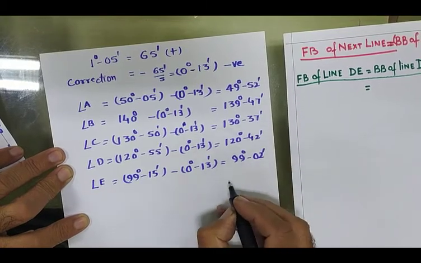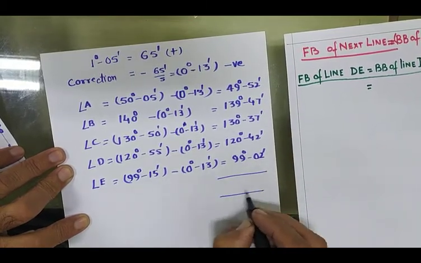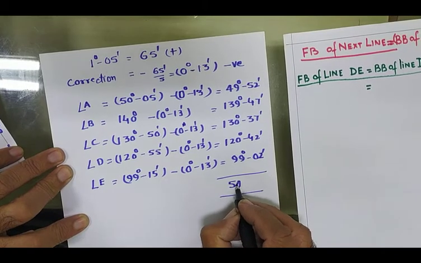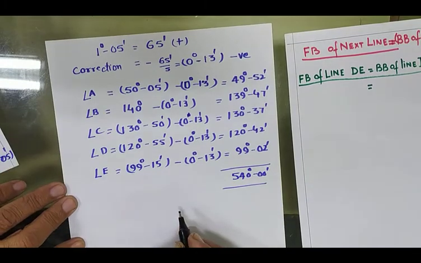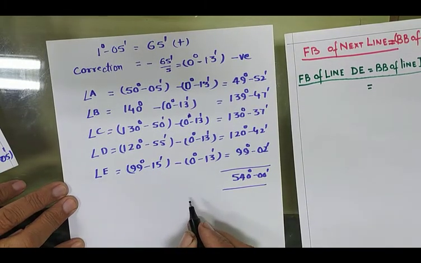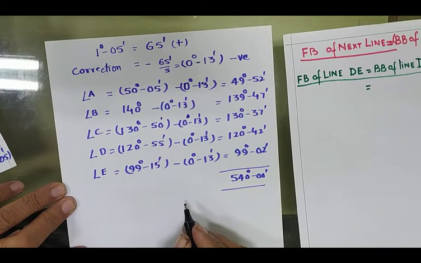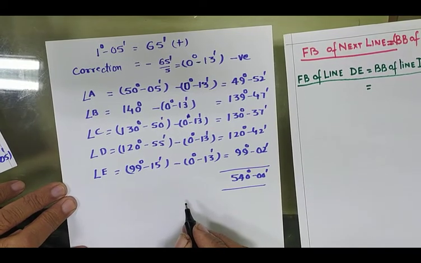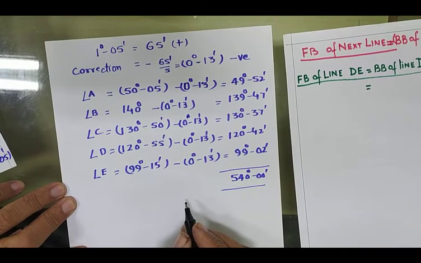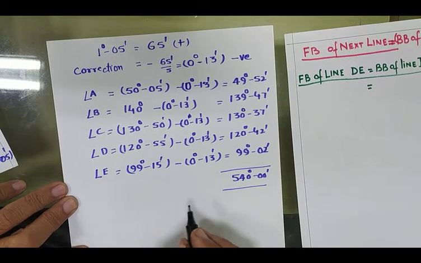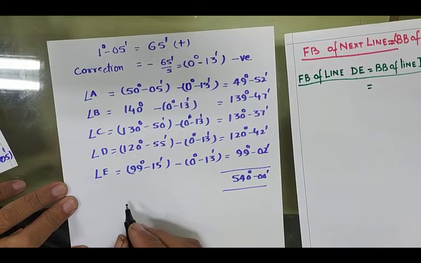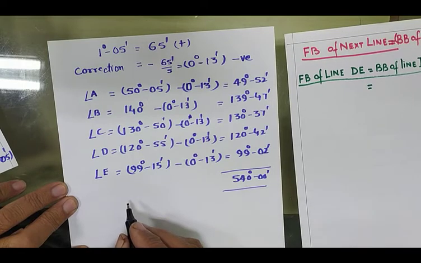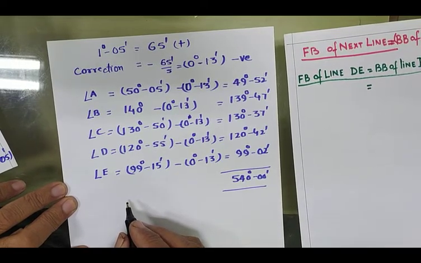So now you can check the total of this angle. This comes to be 540 degree 0 minute. So here you make the correction of all the angles, because in the previous case the sum of the internal angles did not satisfy the condition, that is 2n minus 4 right angles. So here now the angles are correct. When the angles are correct, from the internal angles we are going to calculate the corrected bearings of the lines.